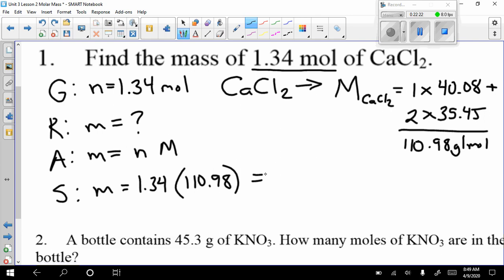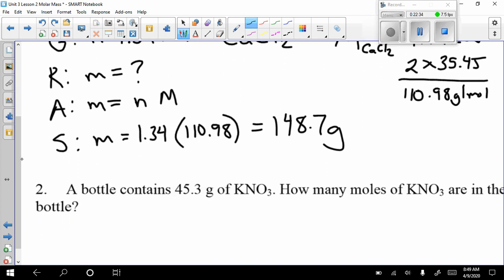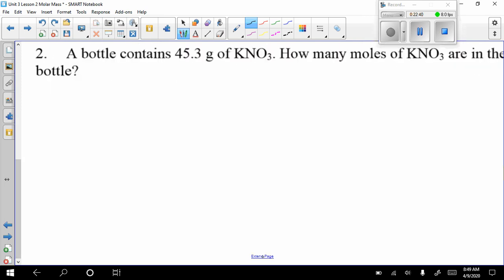1.34 times 110, and I get 148.7 grams. Okay, so we're using our knowledge of what the molar mass is, and we get the mass. Okay, well, let's try another question here. And this one says, a bottle contains this number of grams of potassium nitrate. How many moles do you have?